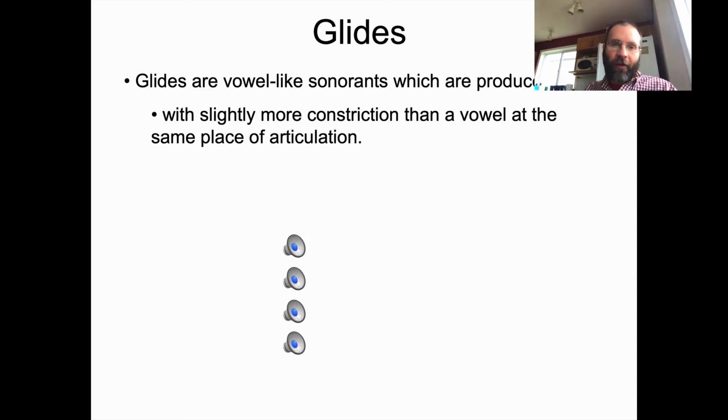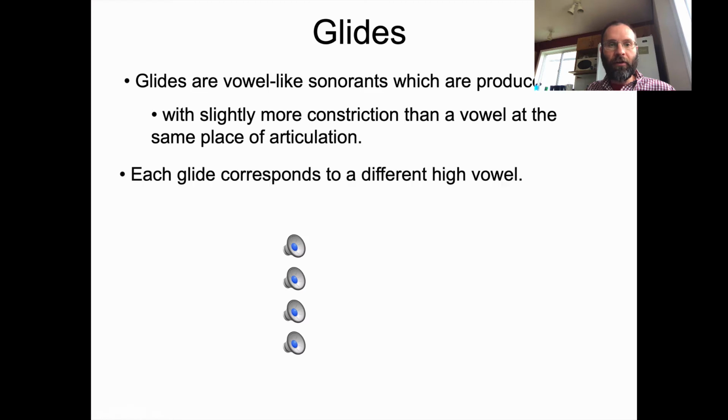Glides are vowel-like sonorants, which in some cases look a little bit like what we see for laterals and nasals, but basically they have less constriction than either of those types of segments. So they're getting closer and closer to vowels, and therefore their acoustic signature is going to look even more like vowels than either laterals or nasals do. There are a couple of differences between glides and vowels. One is that with glides you get slightly more constriction than a vowel at the same place of articulation.